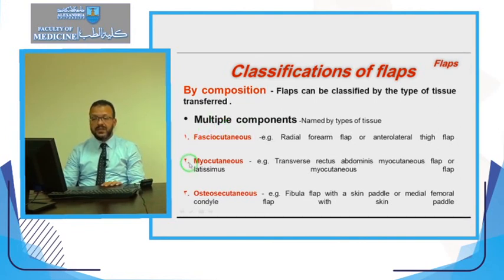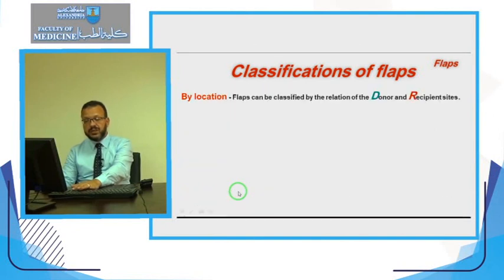If it is formed of muscle and skin, it is a myocutaneous flap, and the most famous examples are the transverse rectus abdominis myocutaneous flap or latissimus dorsi myocutaneous flaps, which are used for breast reconstruction. Sometimes we harvest a piece of bone again with the flap, with the skin component, and so this is an osteocutaneous flap. As regards the classification of flaps according to location, what do you mean by location? This means the relation between the donor site and the recipient site of the flap.